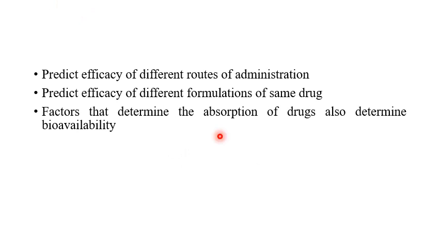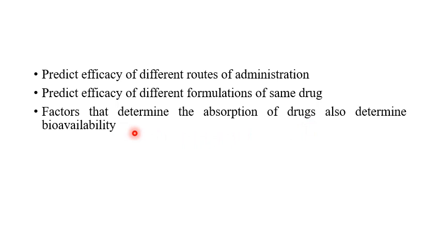Let us now discuss the usefulness of this parameter, bioavailability. It is basically used to predict the efficacy of different routes of administration, or it can be used to determine the efficacy of different formulations of the same drug. The influence of the route of administration on drug bioavailability generally follows an order in which first comes the parenteral route, followed by the oral route, and then the topical route. The factors that determine the absorption of drugs also determine the bioavailability.